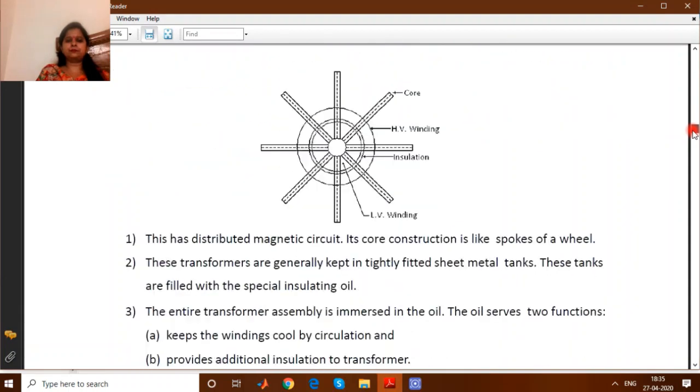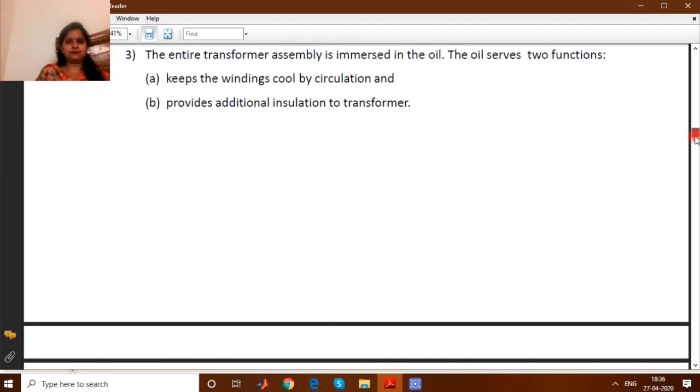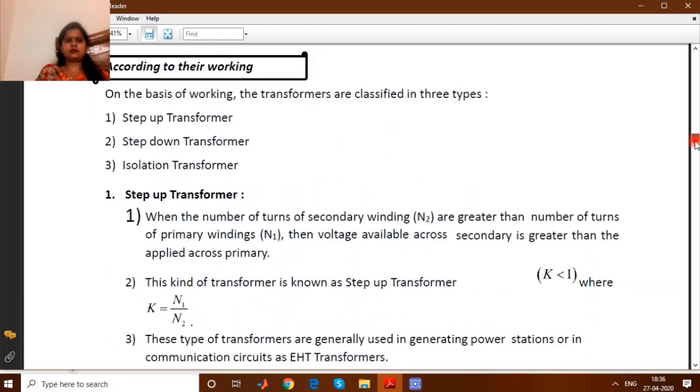Next we come to the berry type transformer. In the berry type transformer, the core construction is like the spokes of a wheel. Here the high voltage winding and low voltage winding are wound over here, and the whole assembly is immersed in oil, in a tank filled with oil. Right? So now according to their working, there are step up transformers, step down transformers, and isolation transformers.